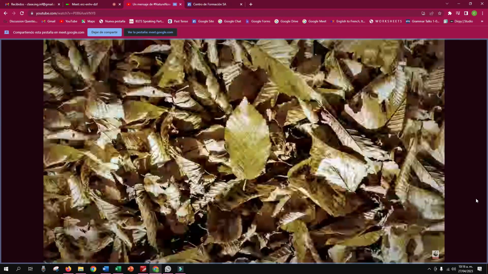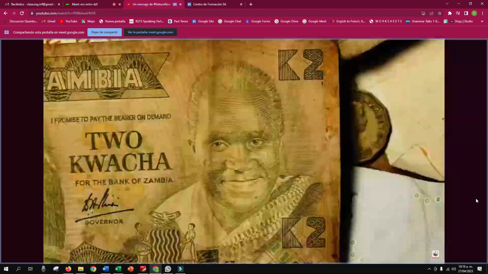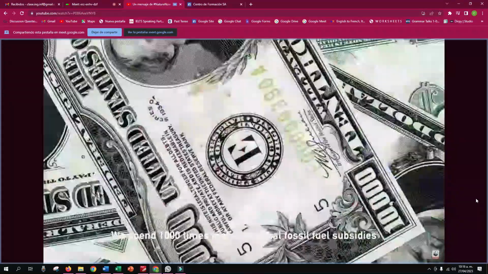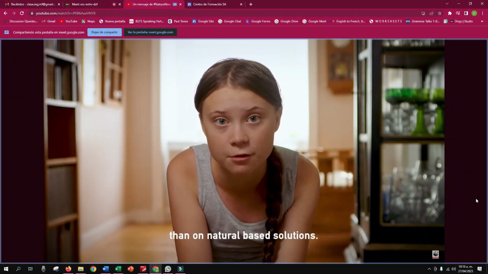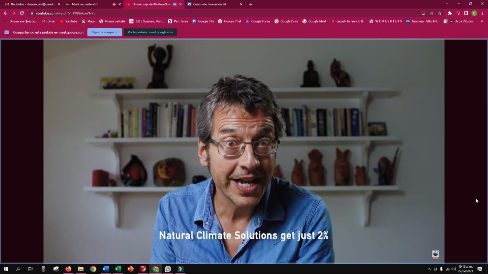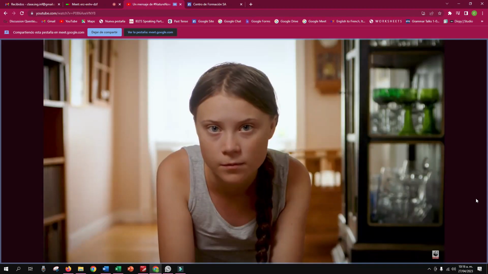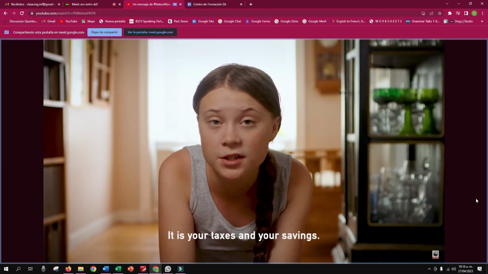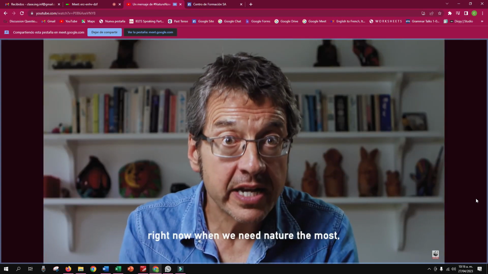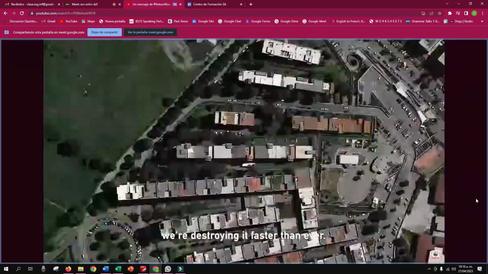Here's the crazy part. Right now, we are ignoring them. We spend 1,000 times more on global fossil fuel subsidies than on nature-based solutions. Natural climate solutions get just 2% of all the money used on tackling climate breakdown. This is your money. It is your taxes and your savings. Even more crazy, right now where we need nature the most, we're destroying it faster than ever.